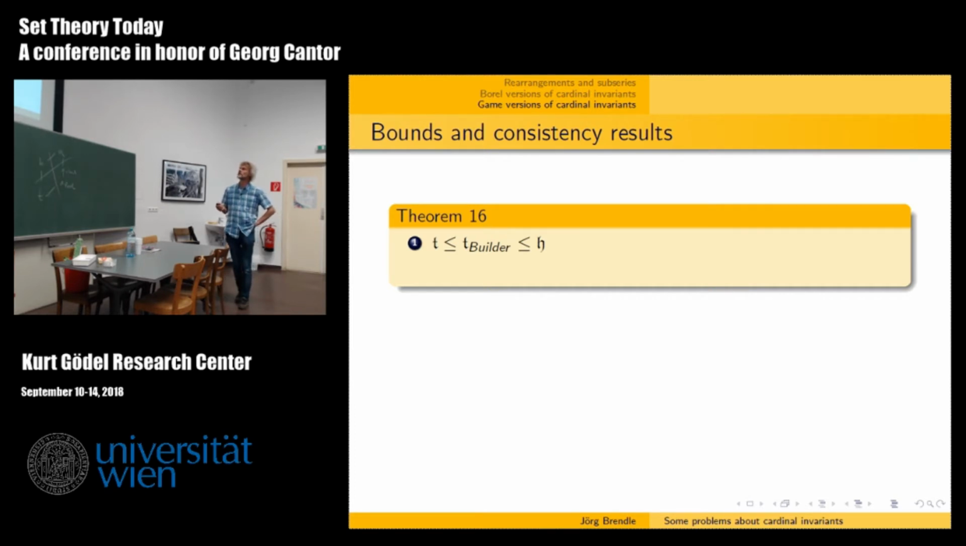Because if builder has a winning strategy, he builds a tower, so this has to have a size at least T. And H, the distributivity, is an upper bound, because basically from the distributivity we get the base matrix tree, and from the base tree we get a strategy. Another result is that the diamond not equal, this is a Borel version of this Devlin-Shelah diamond. That implies that T_builder is Aleph_1.